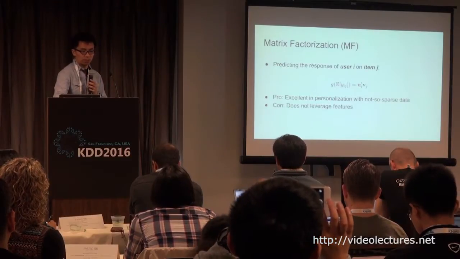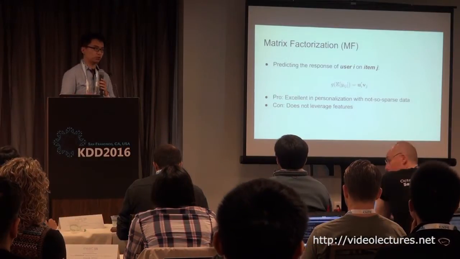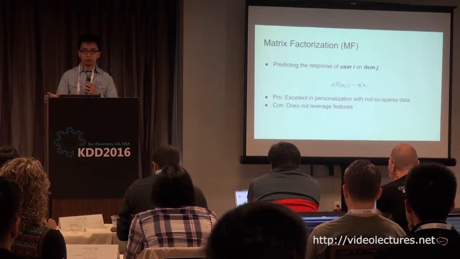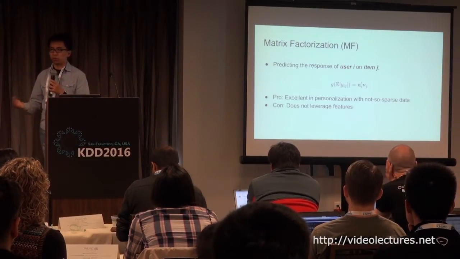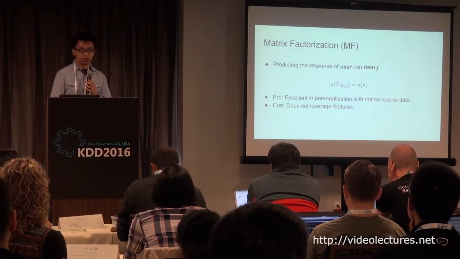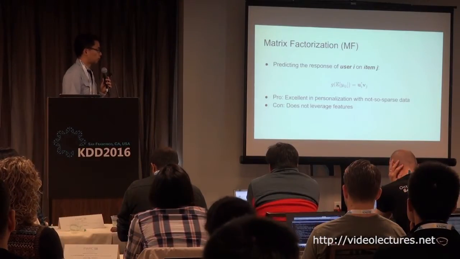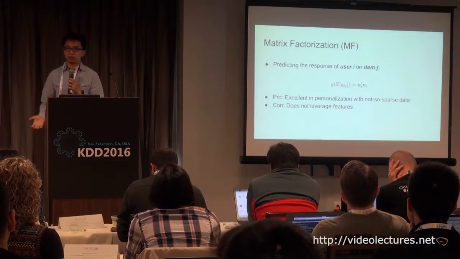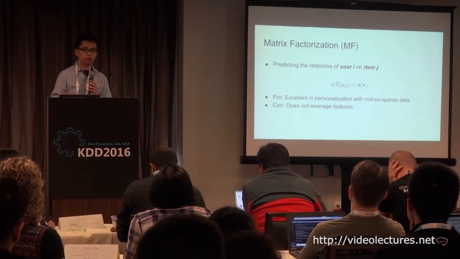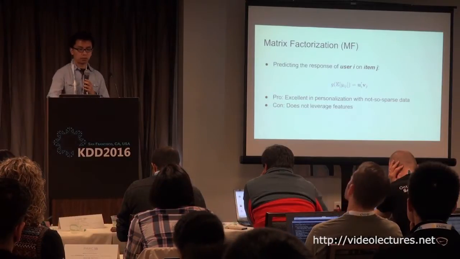So that's one model. MF is very excellent in personalization with not-so-sparse data, because if we have very sparse data, for example in ads click or CTR prediction, the data is too sparse, then MF may not work very well. But if we're working on something like movie recommendation, for example for Netflix, maybe we have enough ratings, then it may work well. One potential drawback of MF is that it doesn't leverage features. In industry, in different companies, we have a lot of carefully handcrafted features. We want to utilize those features in our model.